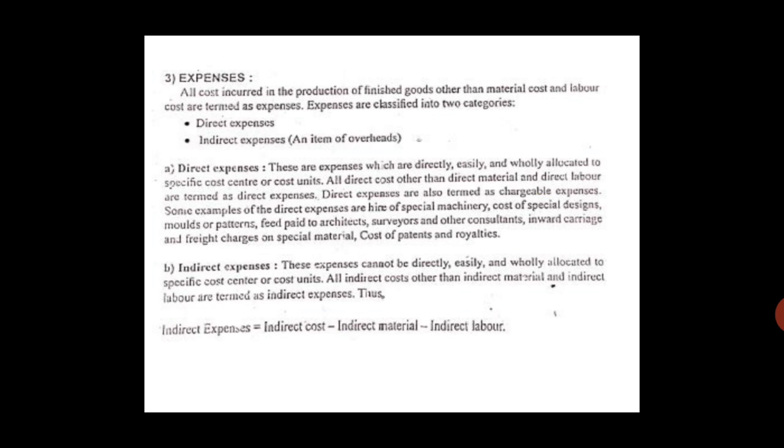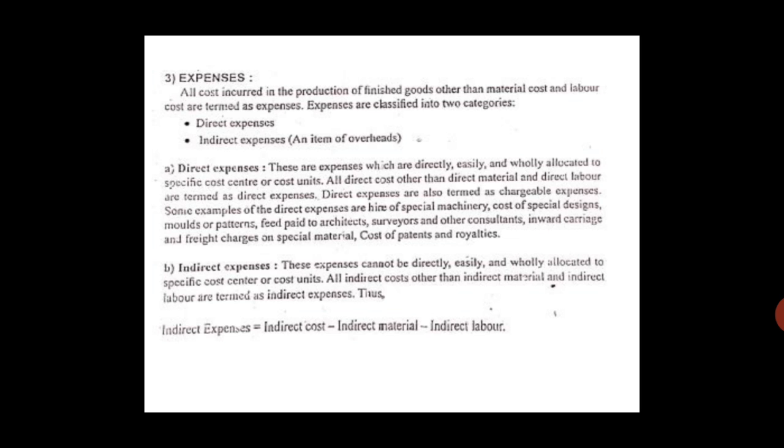And then come expenses. Expenses also are of two types: one is direct, another is indirect. All indirect expenses will come in the form of overheads. And there are direct expenses, like when you hire special machinery, some design, molds, patterns, or you pay fees to use the services of architects, surveyors, other consultants. These are called direct expenses. And indirect expenses are those which you cannot directly allocate to the material. That is called indirect expenses.